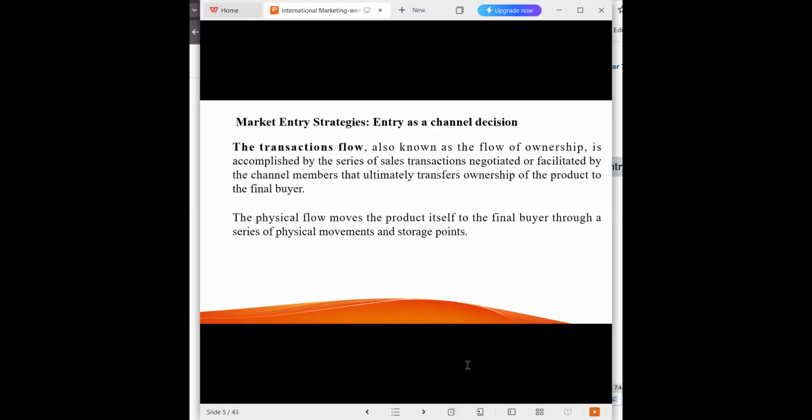So looking at the flow of ownership, the sales transaction moves between the channel members to the final consumer, while the physical flow moves the product itself to the final buyer through a series of physical movement or storage points. That is what I'm referring to as the one within the nation, and that is where the minor logistics takes place. So that is part of the entry acquisition as channel decision.